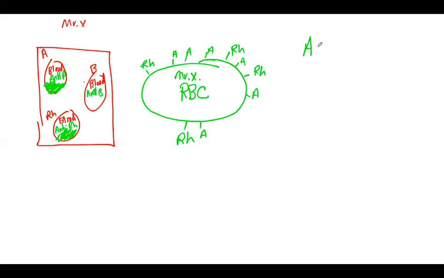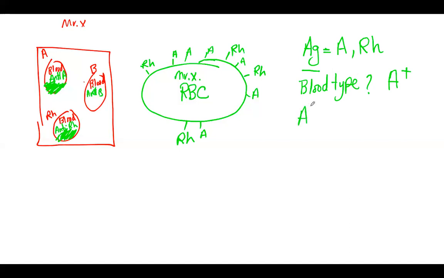So I have, based on this information, A and RH as my antigens. And now that I have my antigens, I can say what is my blood type. So based on what you have, your blood type is A positive.